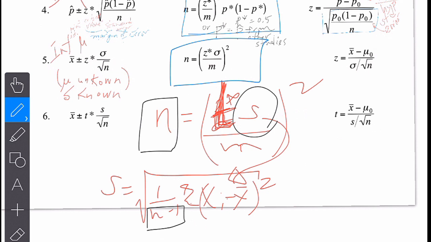All right, got it? So basically you will not be able to isolate for n. So you'd have to do it a different way, and I'm not going to get into that. But you could do it, but not for this class. All right.